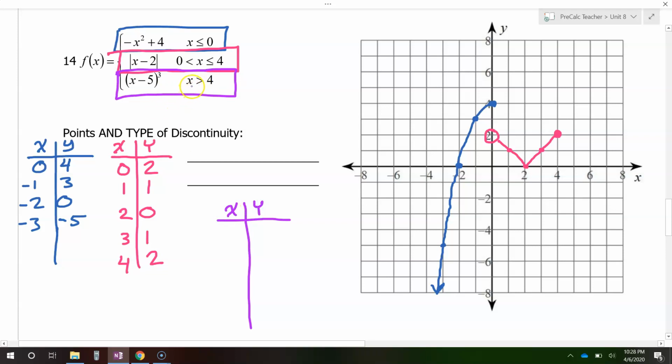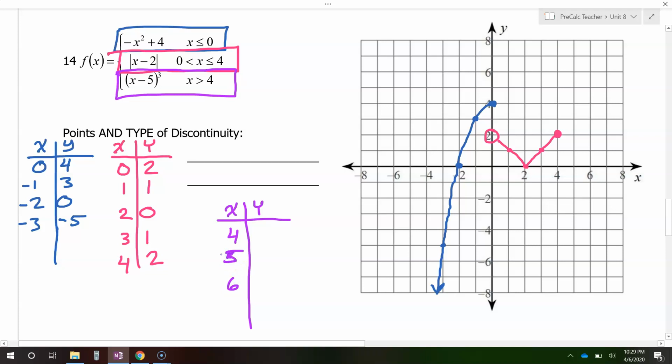All right, we need x values greater than 4. Now it says greater than 4, but I'm actually going to start with 4. And because it's not equal to 4, that just means that this will be an open circle. Whatever I get here, when I graph it, it'll be an open circle. So even though it says greater than 4, don't start at 5. You still have to start at 4. But because it says greater than 4, then I will go like 5 and 6.